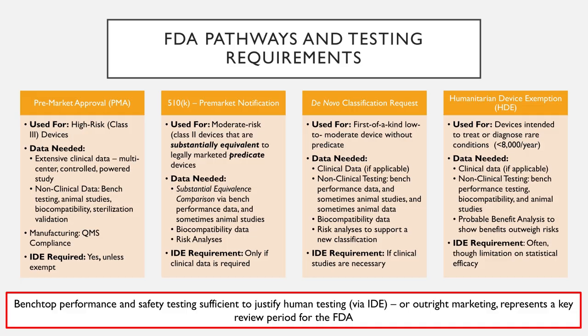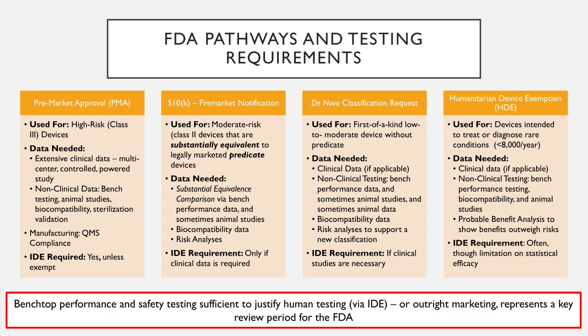And then the last pathway would be the humanitarian device exemption. That's where it still might be what would be considered a high-risk device, but if the condition it's used to treat is considered rare, and in fact so rare that it might be difficult to even find patients to do a robust clinical study, then you can usually argue that you might be exempt for some of those conditions, and you might not have to do those.